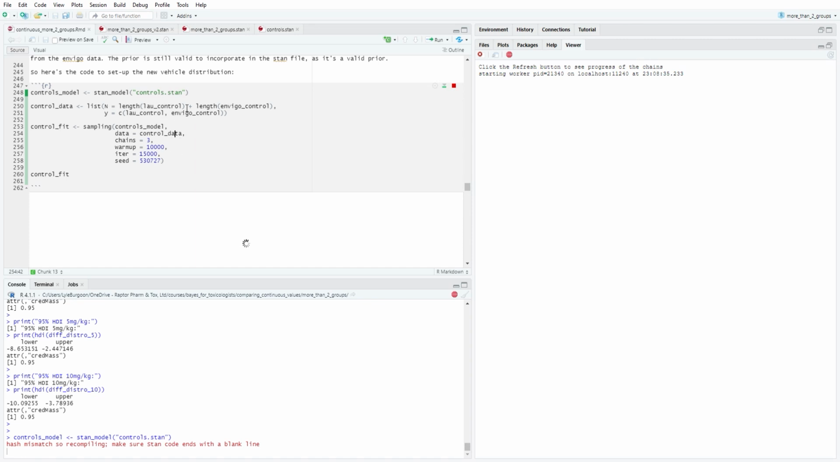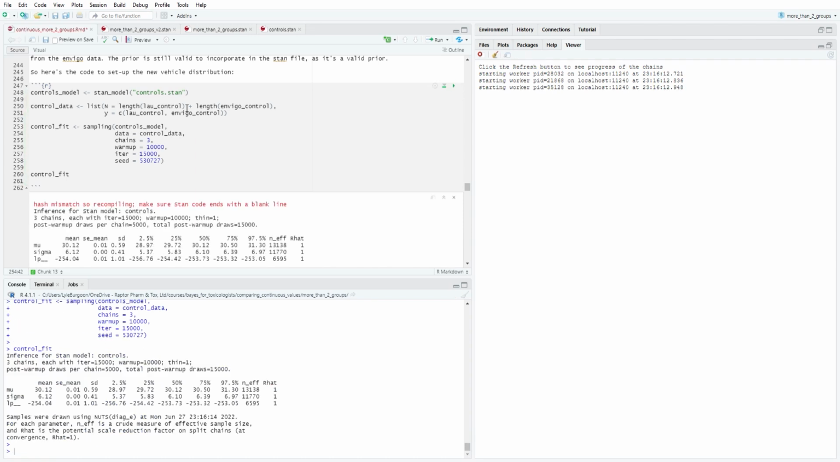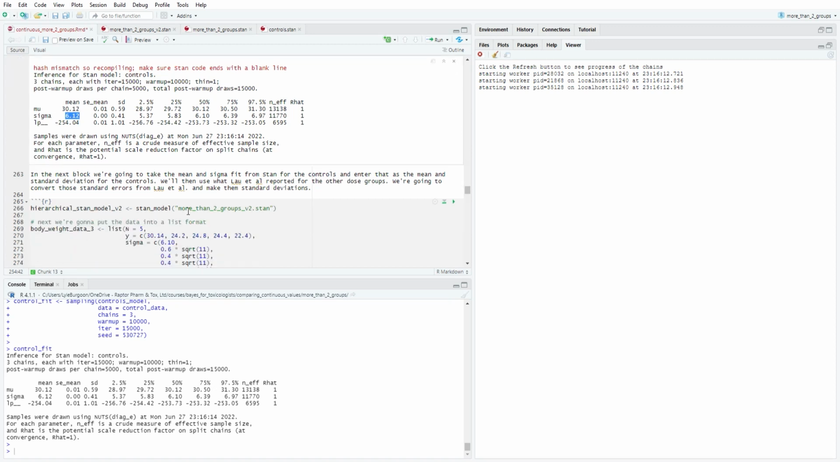And so right now it's recompiling the Stan code because I had made some changes to the documentation. Once it compiles that, then it'll go through, it'll load up the data, and then it'll run the MCMC, which it did just there. And you can see we have a mean of 30.12 and a sigma of 6.12. So this is now bringing in the Lao data into the historical data to give us a better sense of what the actual population data may look like.